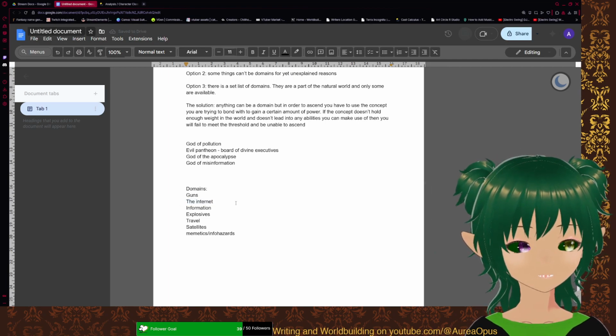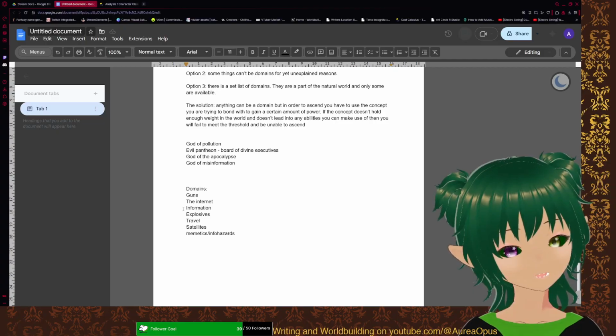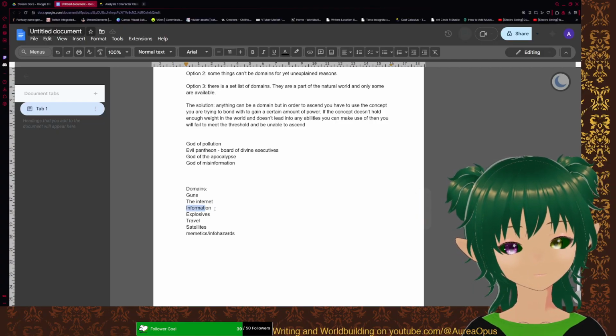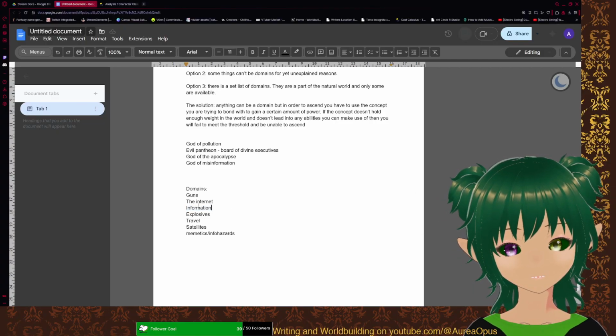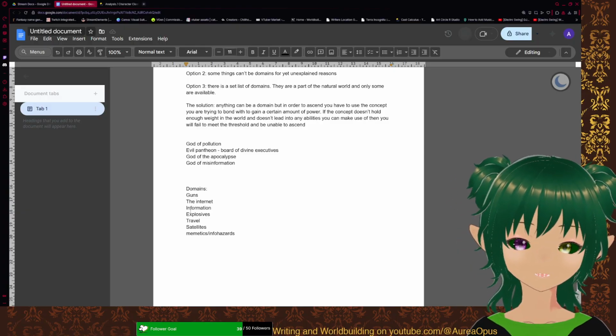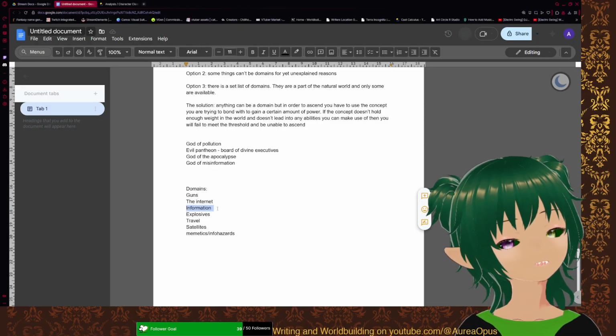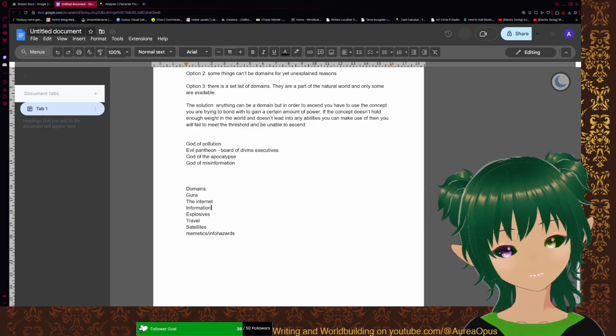Domain of the internet? Yes, that works. Information, very broad. I mean, information could be a domain in a regular fantasy setting. I think that wouldn't be an issue. It's just not the kind of thing you think about in a fantasy setting necessarily.